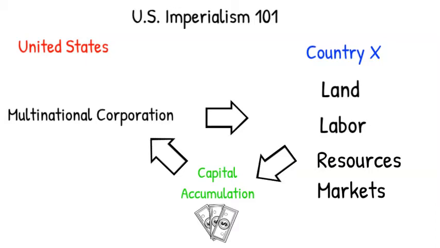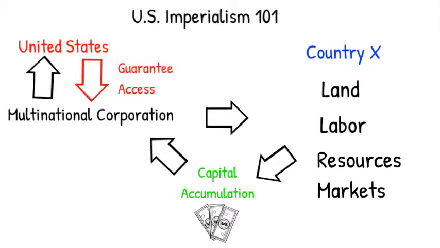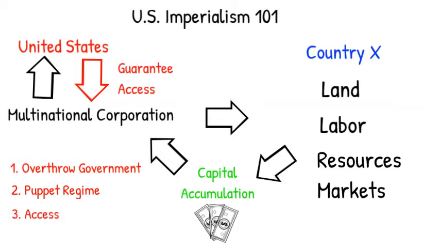Now, in order to keep this system going for them, they use their influence on the state, who in turn guarantees access to country X via military or CIA means. So if country X is not cooperating with the corporation, then the state, the United States, will overthrow the government, install a puppet regime who will then provide access and put the country up for sale for the corporation to exploit their land, labor, resources, and markets at will. And this is imperialism in a nutshell.